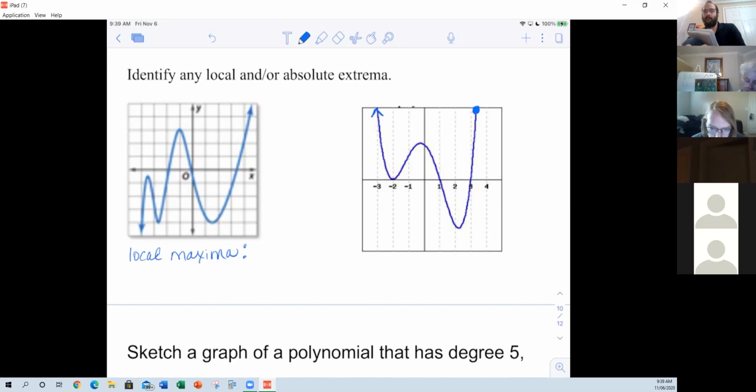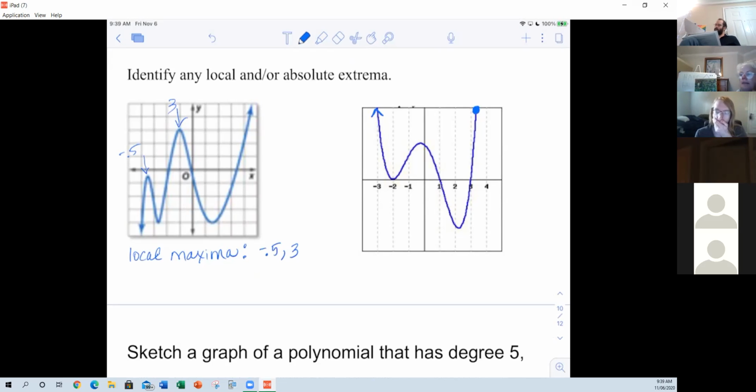Minus 0.5 on the left one. 3 and 3. 3. Right. So those are our local maxima, right? It's always the y values.